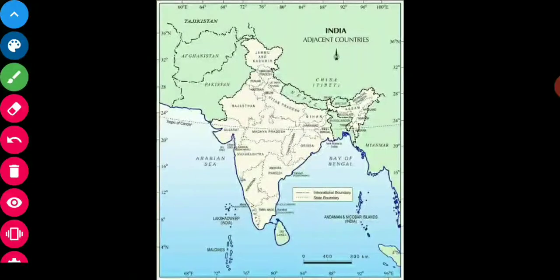Now, India's neighbors. There are 7 countries that share land boundaries with India, and they are Pakistan, Afghanistan, China, Nepal, Bhutan, Bangladesh, and Myanmar. China, Bhutan, and Nepal lie to the north of India. Pakistan and Afghanistan lie to the northwest, while Bangladesh and Myanmar lie to the northeast.